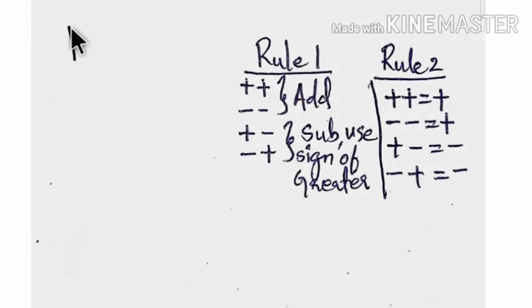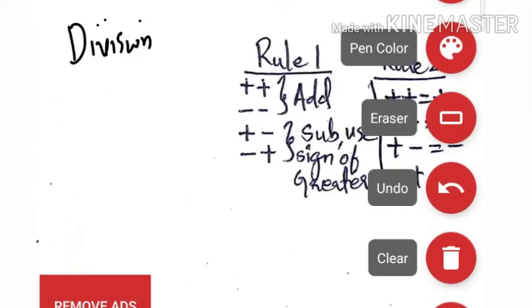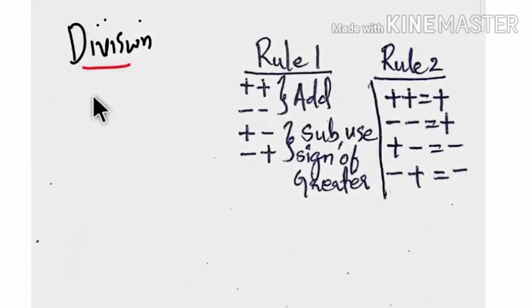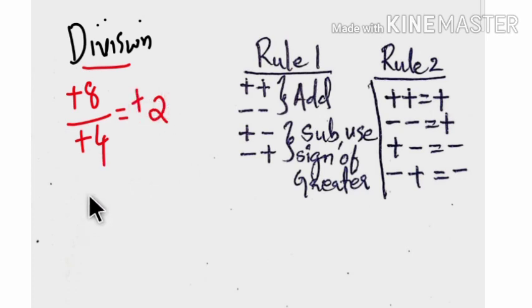Now let's do some problems on division. Okay. So first question, plus 8 by plus 4. So firstly, divide the numbers. 8 by 4 is 2. For the division also, we should use rule 2. Okay, we should follow rule 2 for the division and multiplication. So 8 by 4 is 2, and positive and positive, we can replace these two positive signs with one positive sign in the answer. So positive 2 will be the answer of first question.